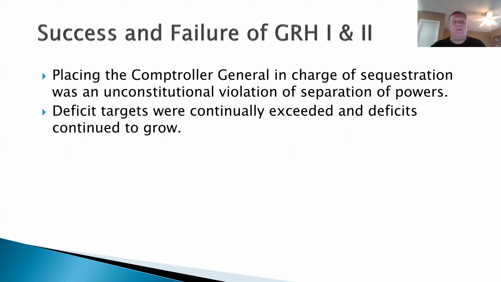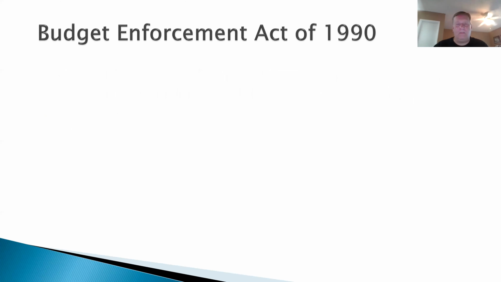So basically what we found is that you had a constitutional problem with Gramm-Rudman-Hollings in terms of sequestration, and you did not have the political willpower in Congress to adhere to those deficit targets. So Gramm-Rudman-Hollings 1 and 2 both failed to eliminate deficits.